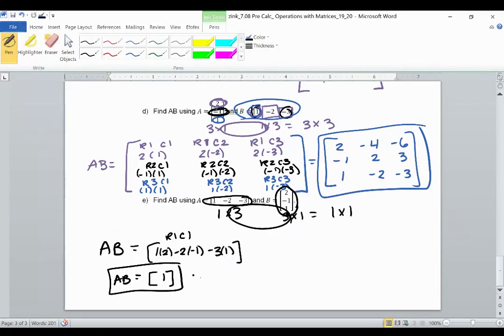Now, something else I want you to realize, these two were produced by just switching the order of the matrices. So is matrix multiplication commutative? And the answer is no, it is not commutative, because when we switch the order of the matrices, it gives you two very different matrices there.